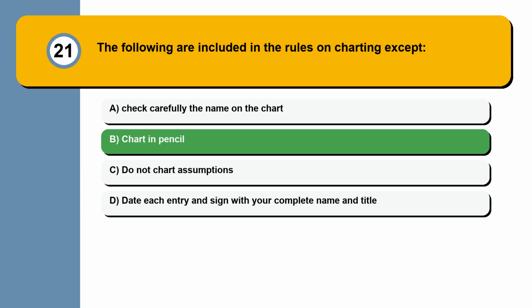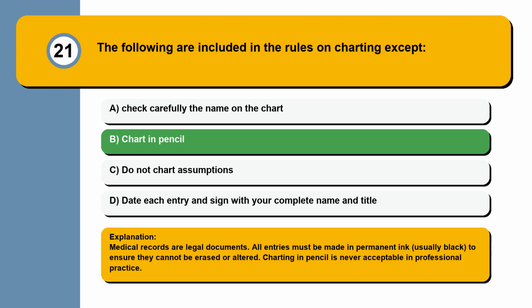The correct answer is option B. Chart in pencil. Explanation. Medical records are legal documents. All entries must be made in permanent ink, usually black, to ensure they cannot be erased or altered. Charting in pencil is never acceptable in professional practice.